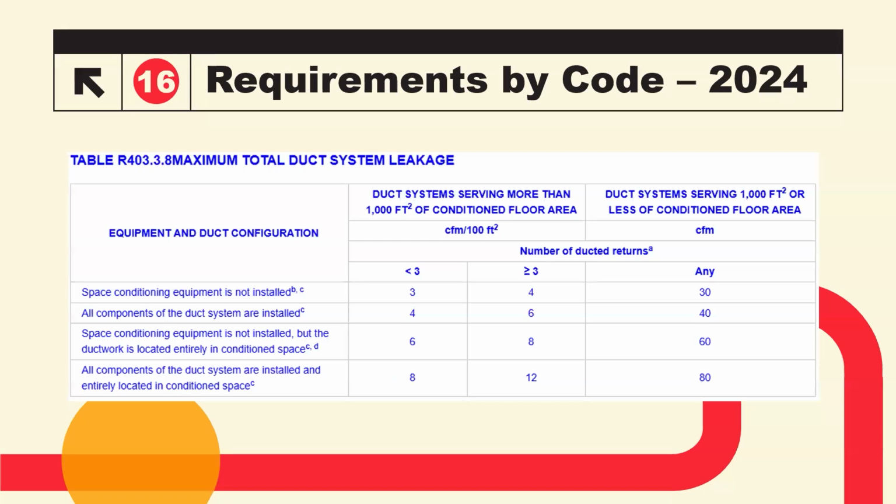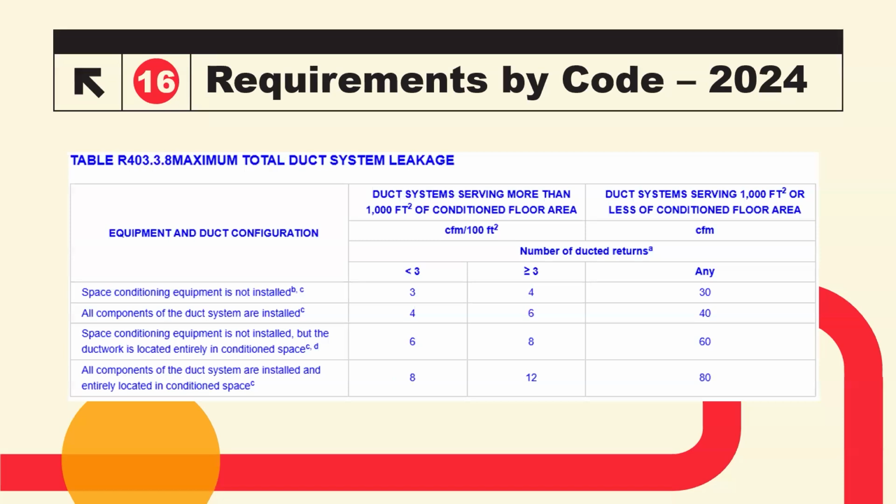It's not going to say 3 CFM or 4 CFM per 100 square feet. It's going to flat out say 30 or 40 or 60 or 80, depending on what you're looking at. But it addresses the space conditioning, whether it is installed or isn't installed. We're still looking at 1,000 square feet or more. If you have less than 3 returns, you're still looking at 3 CFM per 100 square feet.